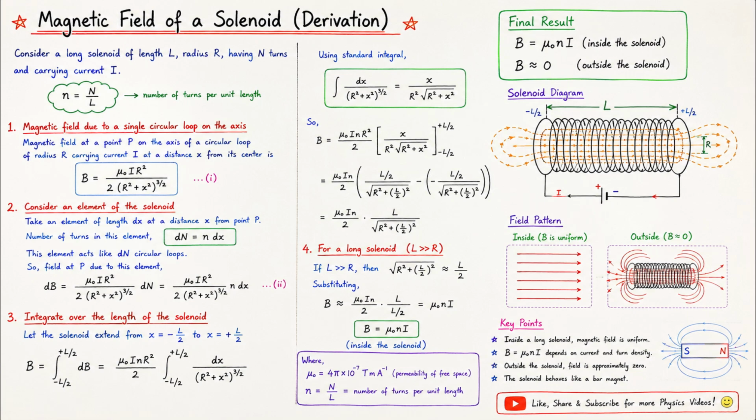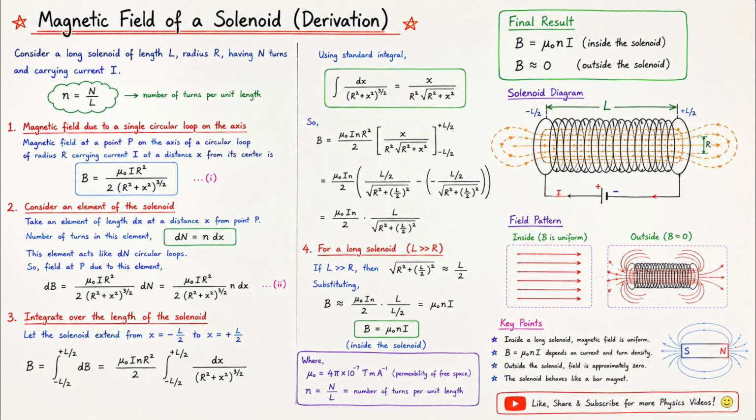Physical significance. 1. Uniform magnetic field inside a long solenoid. Magnetic field lines are parallel and equally spaced, producing an almost constant magnetic field. 2. Depends on I and n. Hence, magnetic field increases with current I and number of turns per unit length. 3. Independent of radius. The field inside an ideal long solenoid does not depend on its radius.